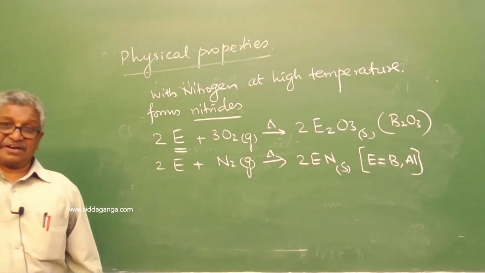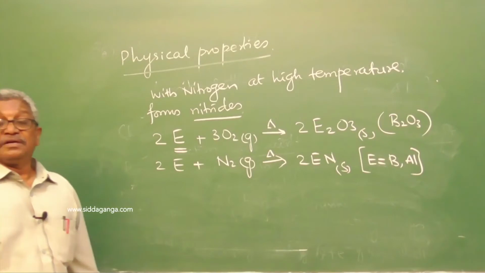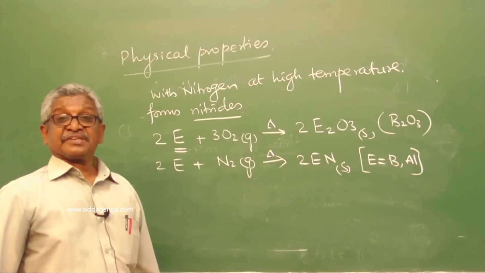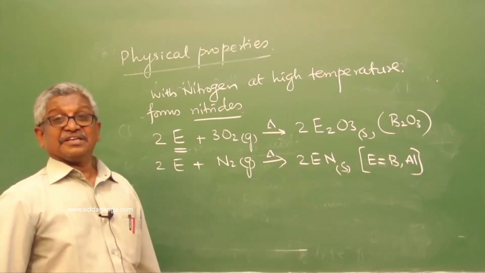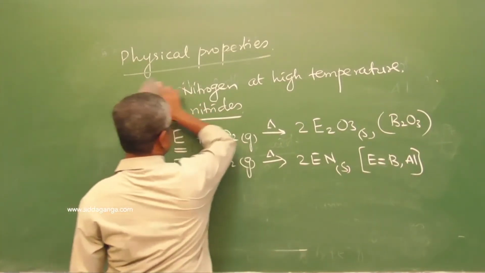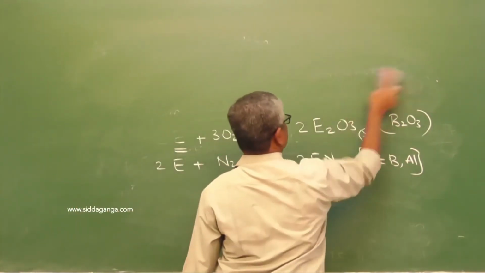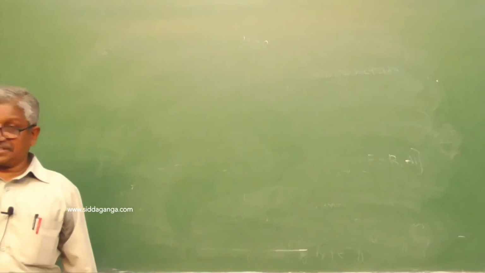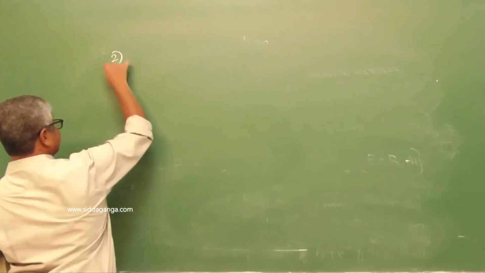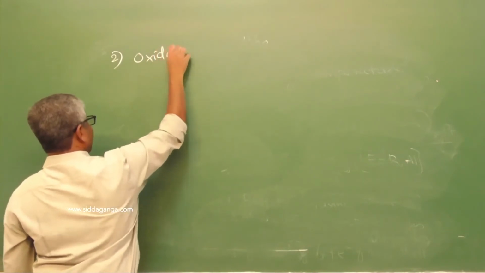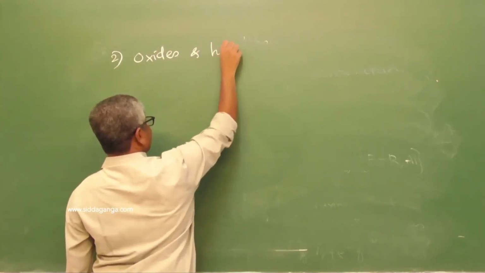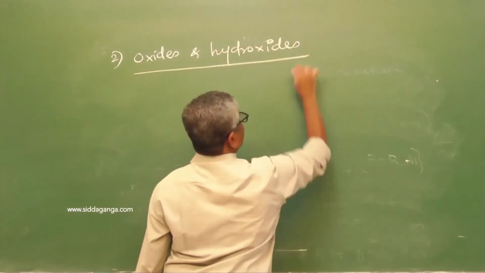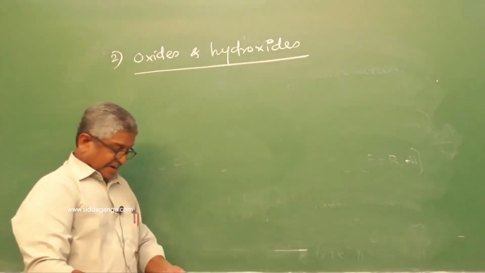Next it is oxides, a chemical property. 13th group elements with oxygen form oxides, and then they form hydroxides. So second, it is oxides and hydroxides.